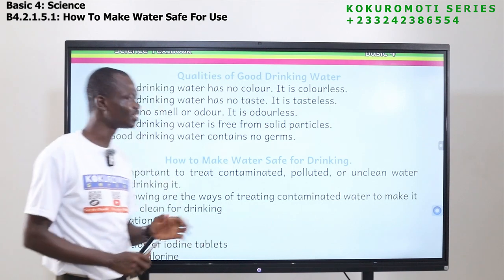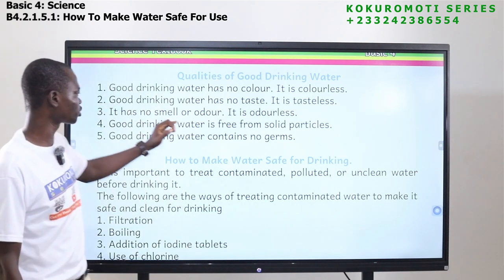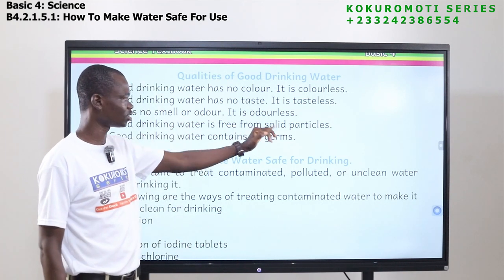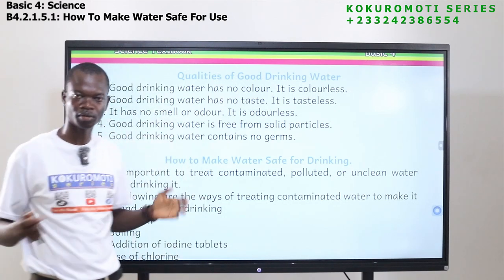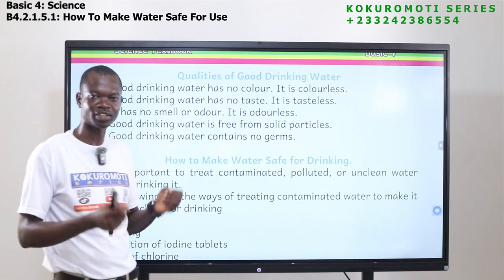It is tasteless. Okay, the next one, it has no smell or odor. That is, it is odorless. So if you smell it, you don't smell any scent. There is no scent. It doesn't have any scent.